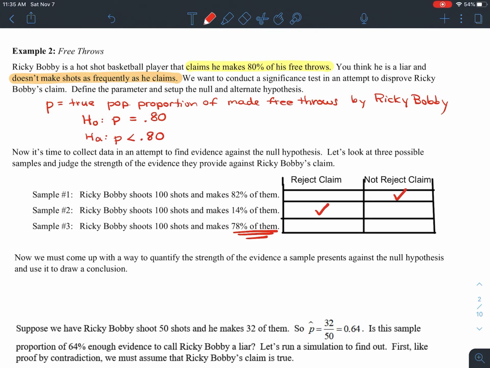So it becomes more challenging when the data we collect is really close to the claim and just a little bit under. It makes it difficult to judge whether we should reject his claim or not. So we need to come up with a way to quantify the strength of the evidence in our sample, how strong that evidence really is against the null hypothesis, and then we can use that to draw our conclusion.